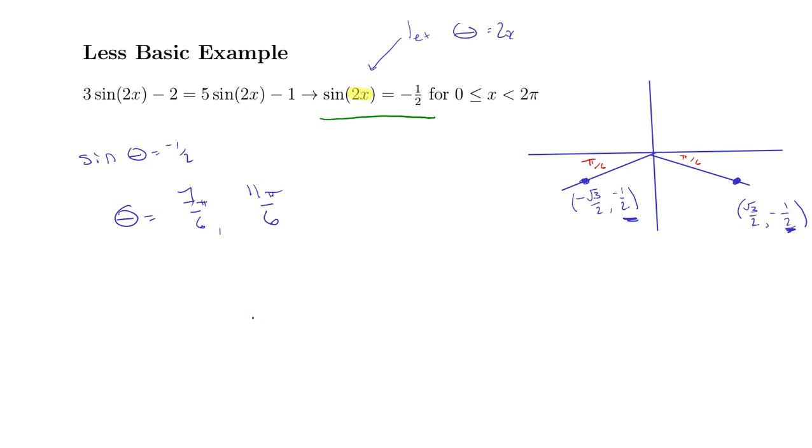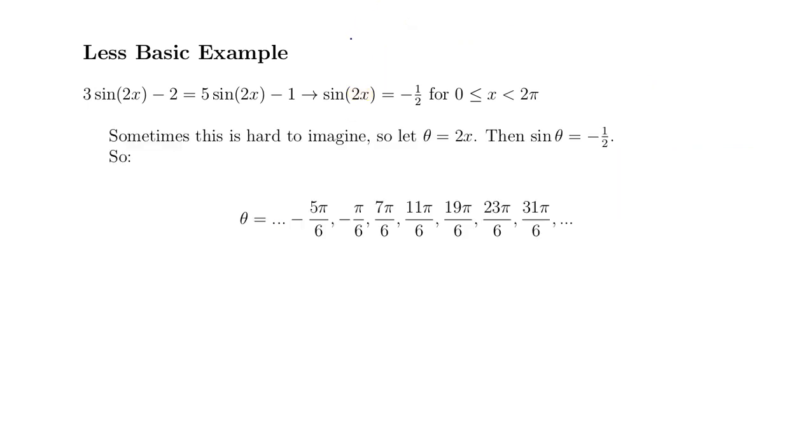But again, we know those aren't the only ones. We can do all the revolutions around here. So this is what we look like. We have those two, but then 19π/6 is really 7π/6 plus 2π. 11π/6, if we add 2π to that, that's going to be 23π/6, and then we could keep going, etc., etc., etc. Also, you'll notice that we can subtract 2π.